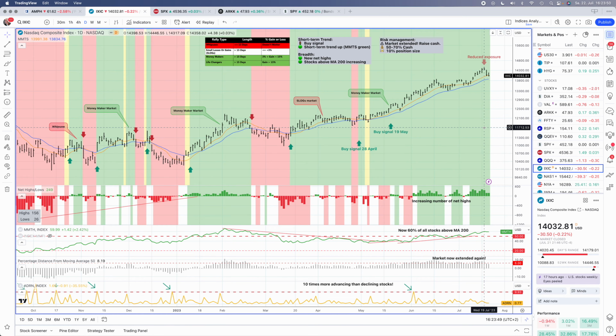But there is another extension level, and this is in time. And when you look at the background colors here, we are in a short-term uptrend in the market since March right now. So if you ignore the 3 days pullback here, and since mid of March, that means we are in an uptrend for 1, 2, 3, more than 4 months right now. So everything above 4 months is really extended.